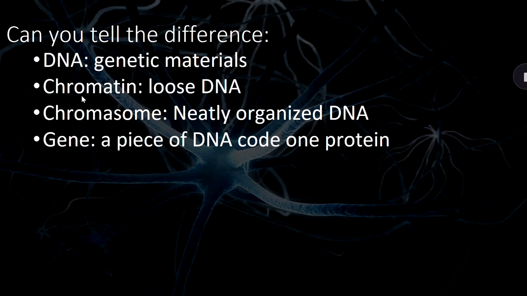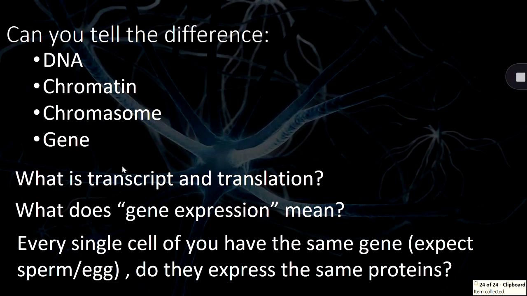Next one is gene. A gene is a piece of DNA that will code a piece of protein. So a gene is a shorter piece of DNA. Okay, next terminologies. What is transcription and translation?